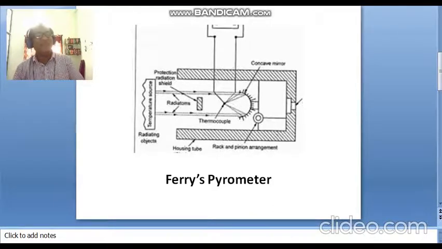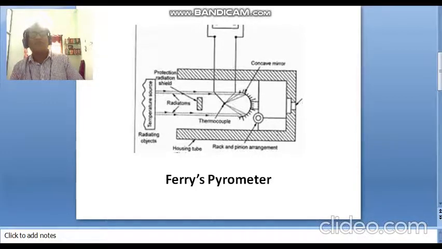The hole is created with two mirrors which are arranged at a 45 degree angle, don't forget that, 45 degree angle. At the second end we observe the image with the help of the eyepiece. The distance between the eyepiece and the concave mirror, or focal length, can be adjusted with the help of rack and pinion adjustments. Inside it, one thermocouple is adjusted. The thermocouple consists of two junctions. The first junction is the hot junction, and the second one is the cold junction.